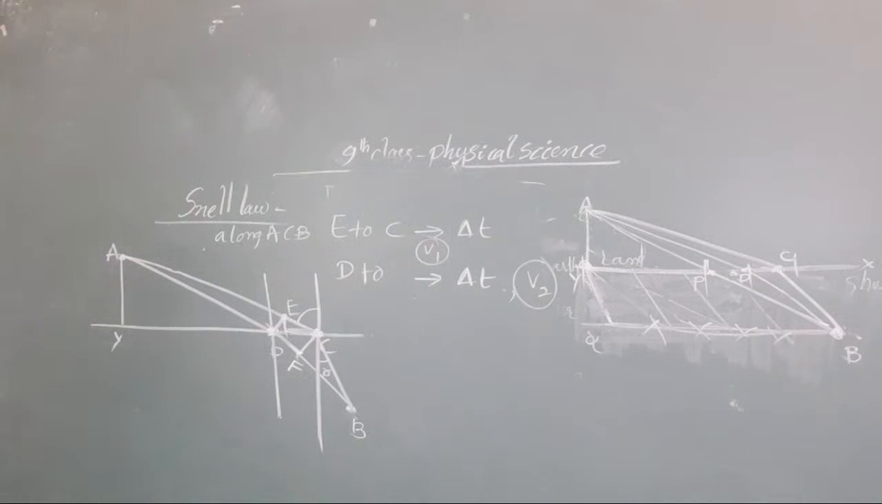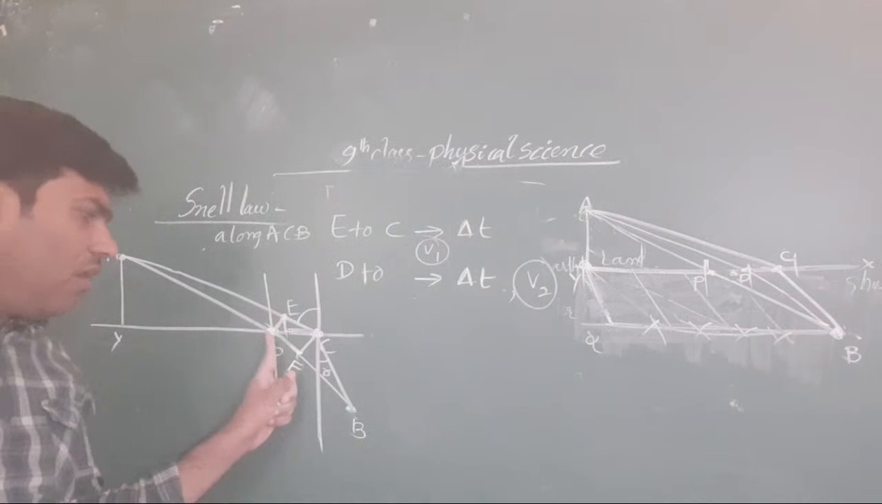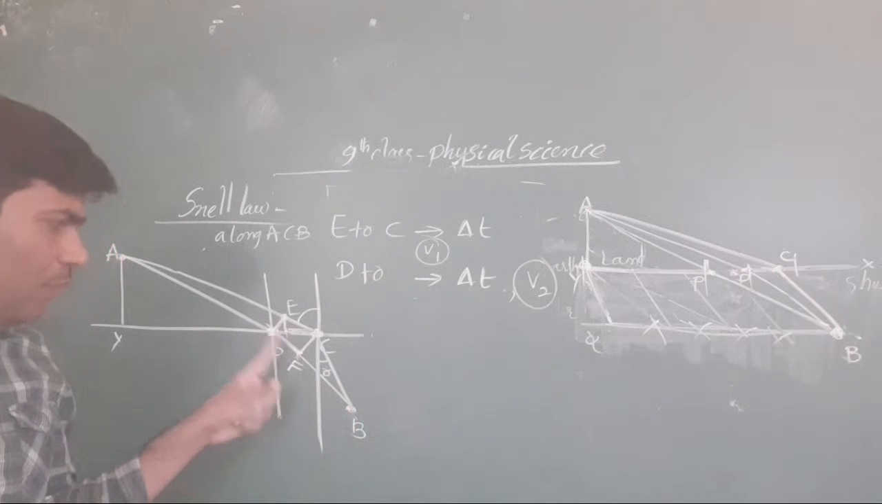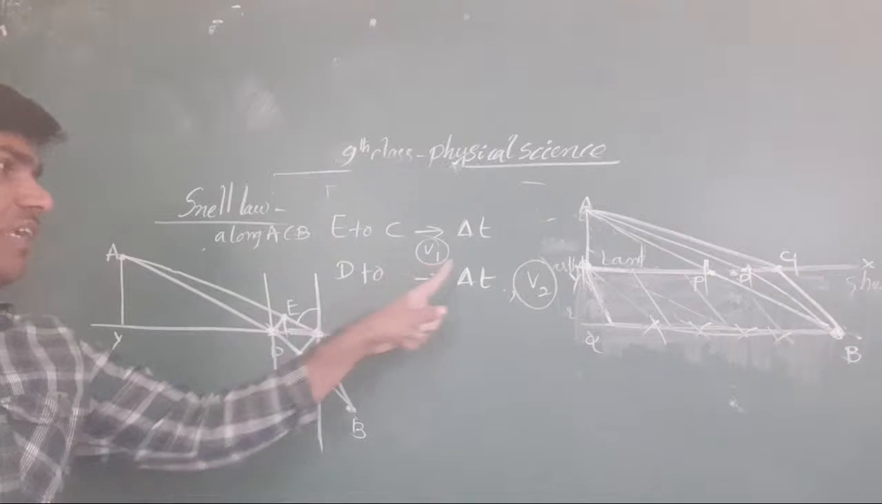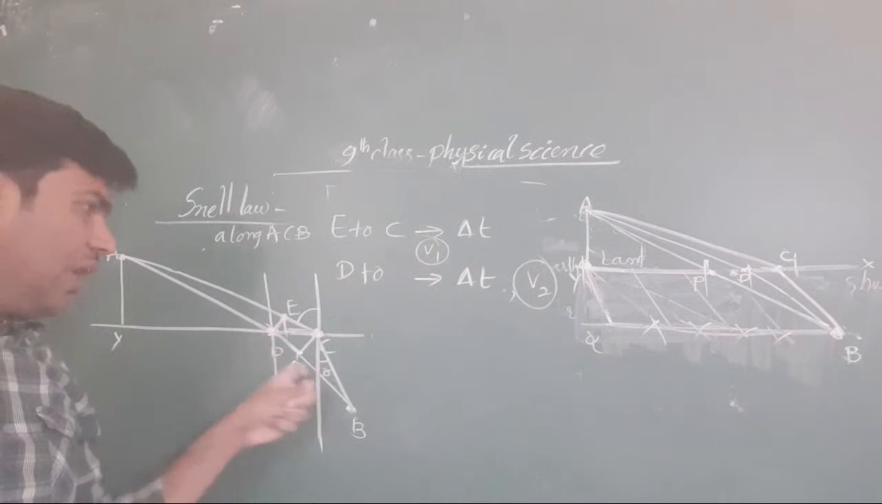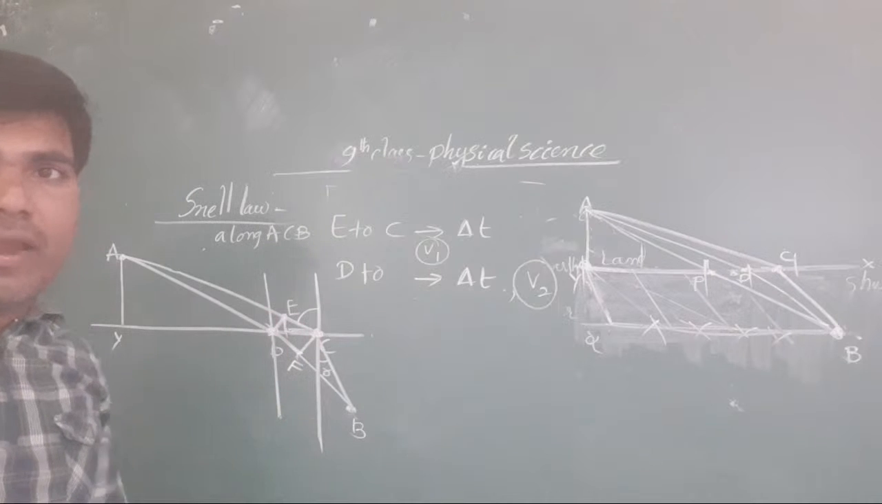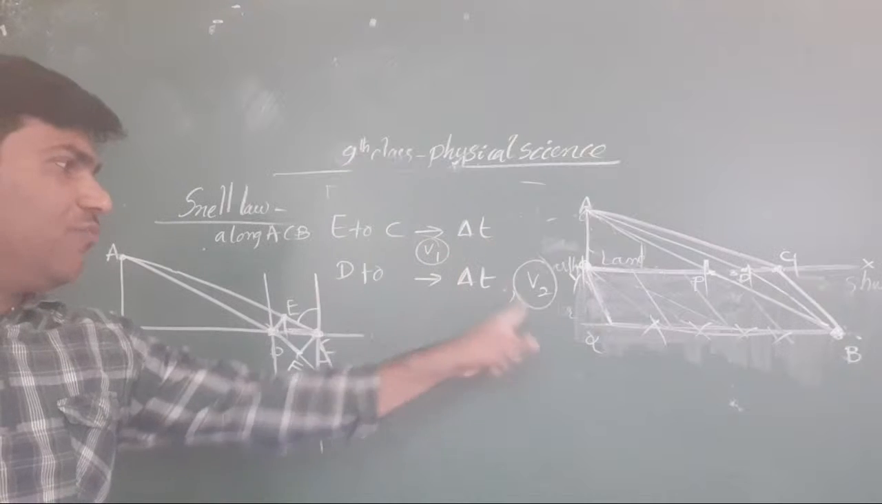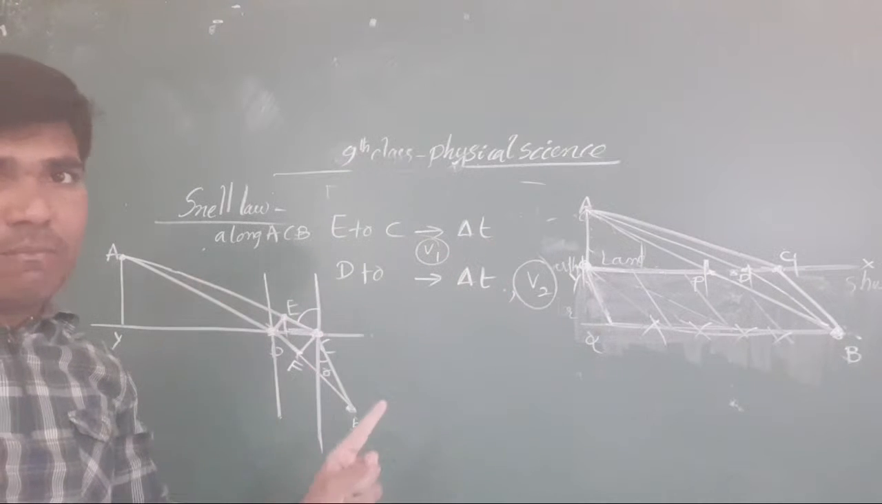Okay, clear or not, all of you? The velocity is along D to B, the travelling path of DF, and this is V2, and it is taken as V1. It is in the water, it is in the land. Got it or not? Velocities are different, but the time is the same.